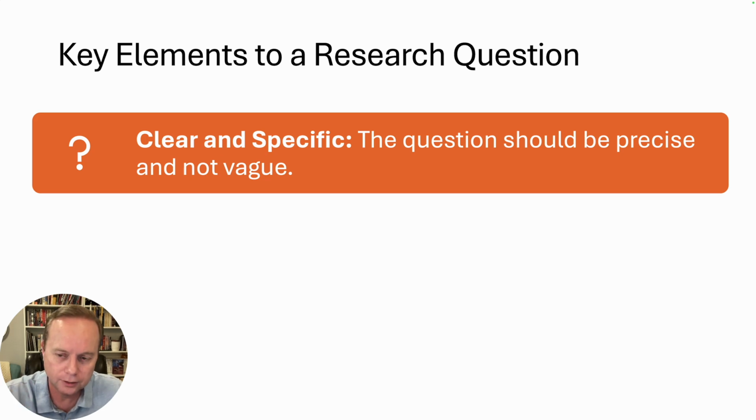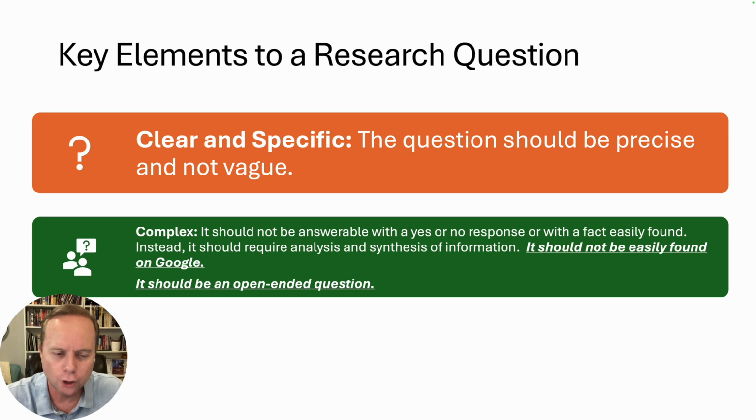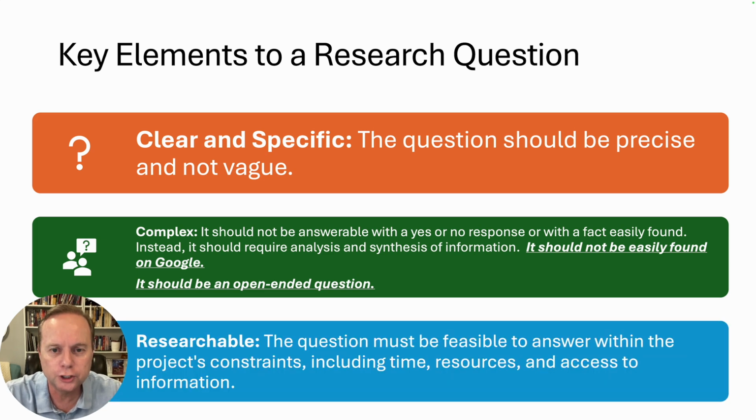Okay, a research question needs to be clear and specific. Okay, where it's not really vague. What was the women's suffrage movement? No, that's very vague, not very specific, easily Googleable, right? We don't want that. Okay, so it should be precise. It should not be vague. No yes or no, and it should be open-ended. And finally, it needs to be researchable.